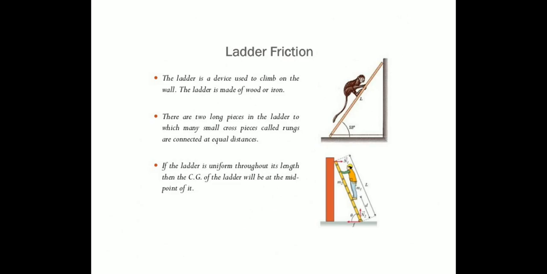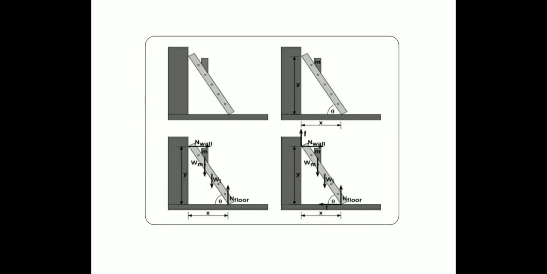Next is ladder friction. The ladder is a device used to climb on the wall. The ladder is made of wood or iron. There are two long pieces in the ladder to which many small cross pieces called rungs are connected at equal distance. If the ladder is uniform throughout its length, then the center of gravity of the ladder will be at the middle point of it, or midpoint of it.